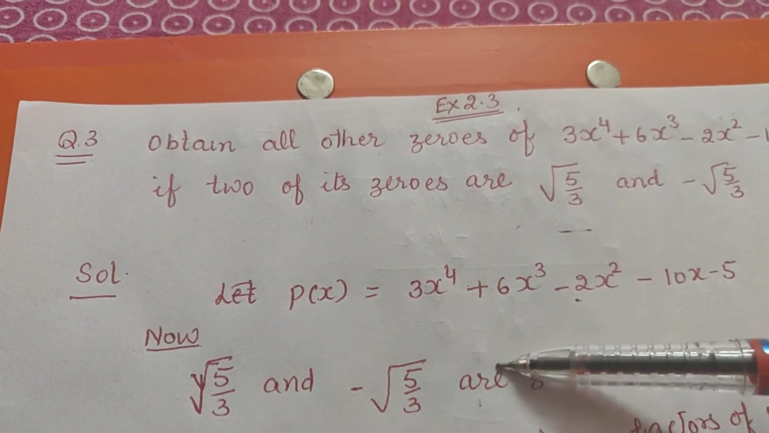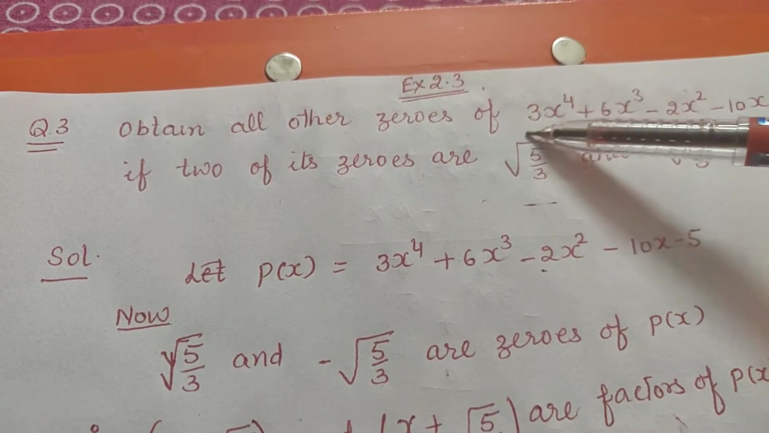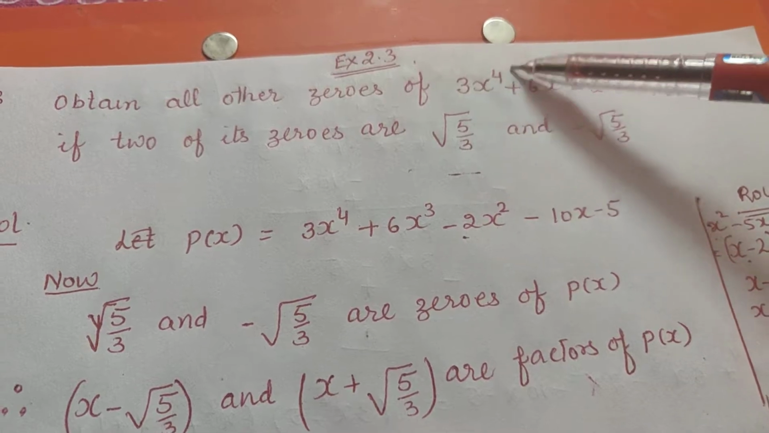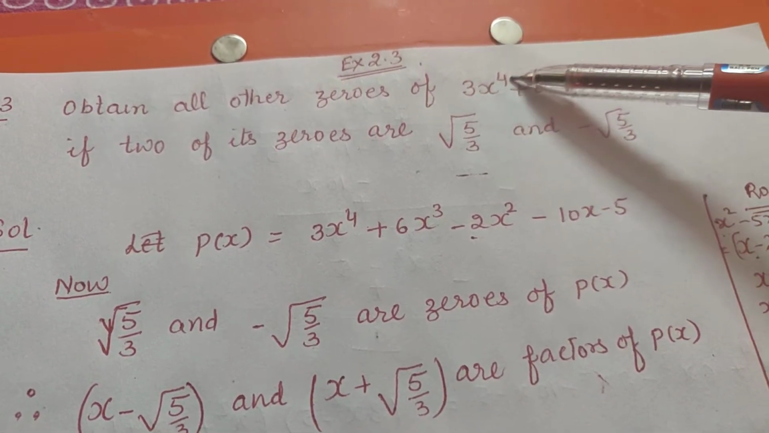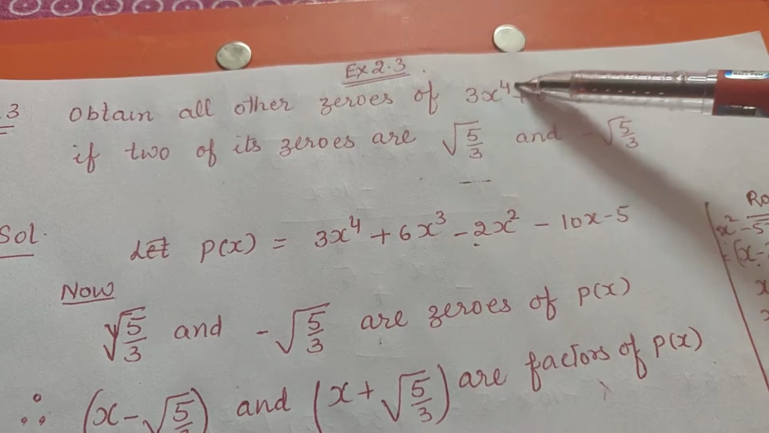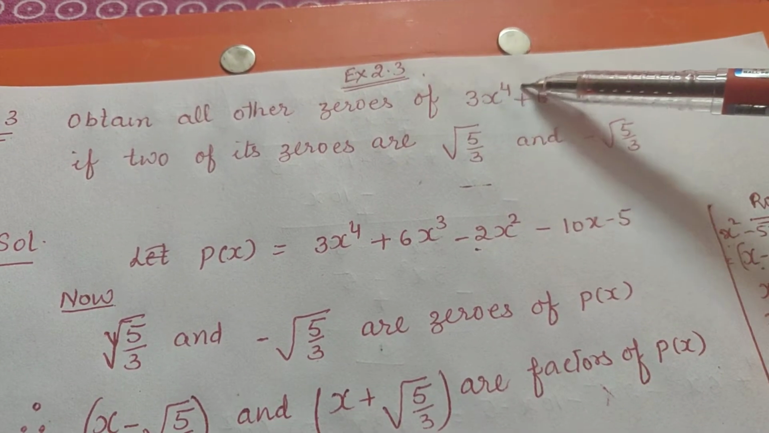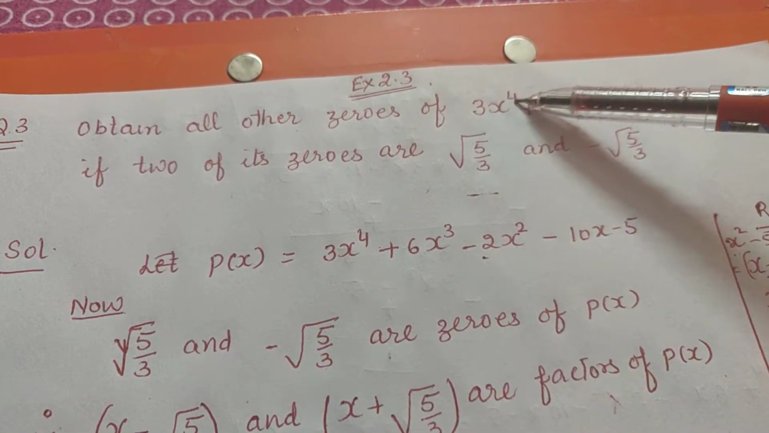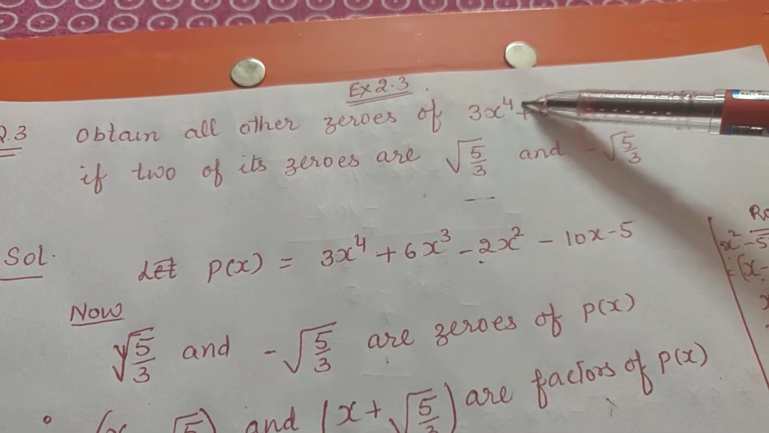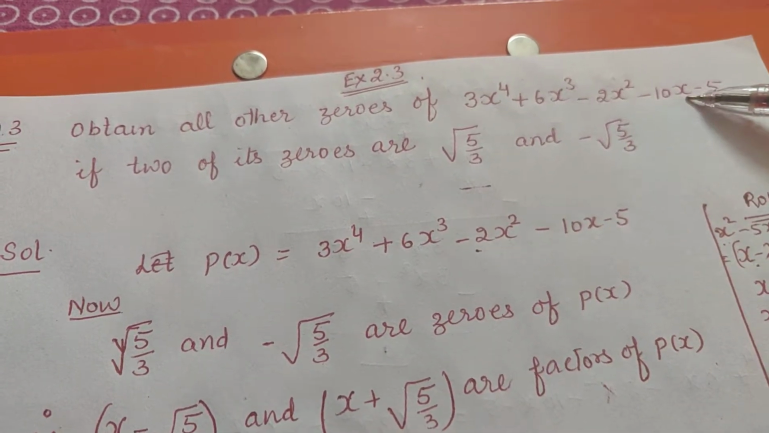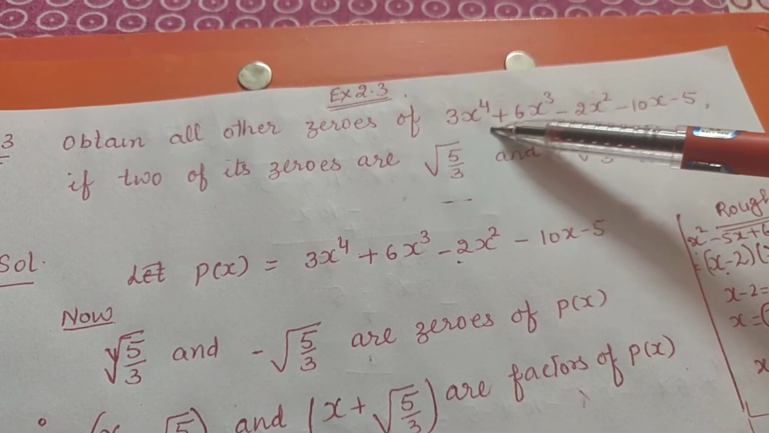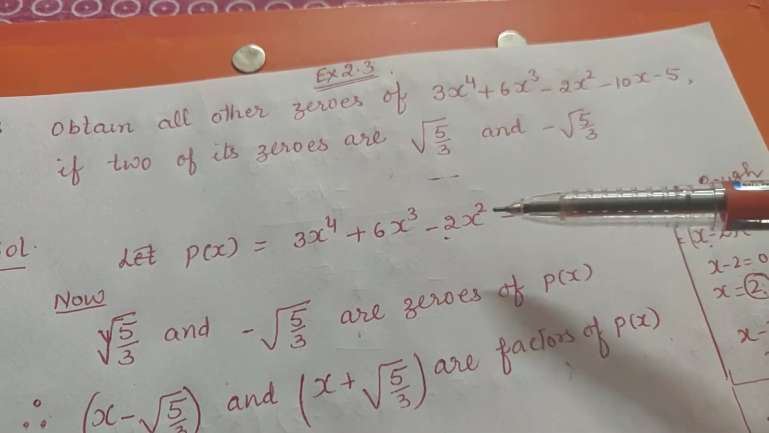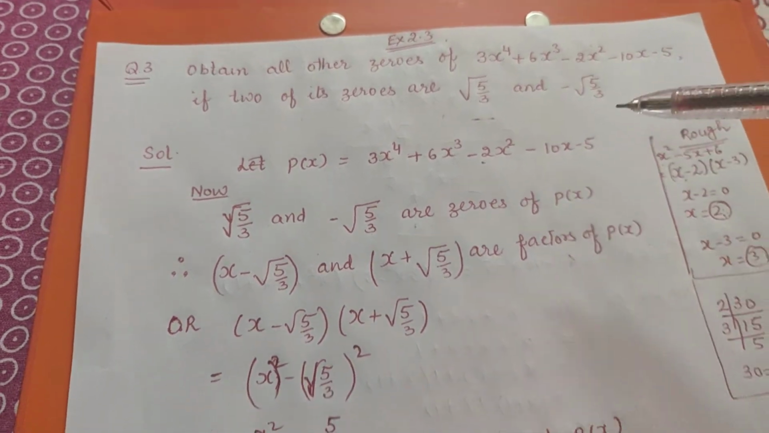Now, before starting the solution, you must check what is the degree of the given polynomial. The degree of the given polynomial is 4. As I told you in the last lecture, the degree decides how many zeros it can have. So, when we see the degree is 4, this would mean this polynomial can have at the most 4 zeros. Now 2 zeros are given, that means it can have 2 more zeros. So how to find those 2 zeros?